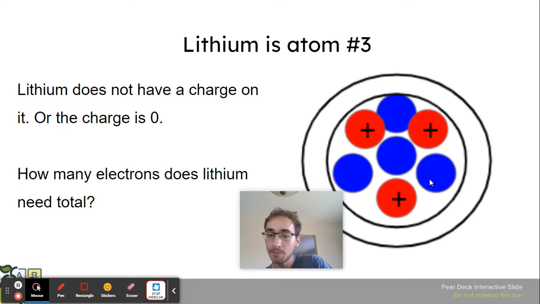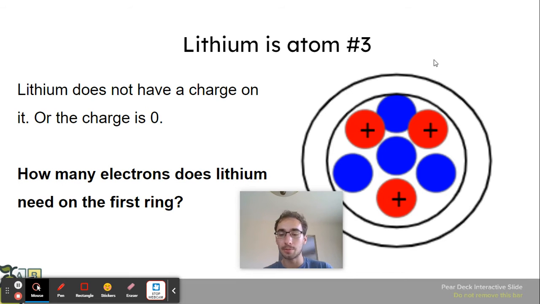Okay, but now lithium does not have a charge. Lithium is neutral, so how many electrons does it need? Pause the video now and think about it. You want to balance out the protons with electrons. So you should have gotten 3 electrons because there's 3 protons, so you have to balance them out.